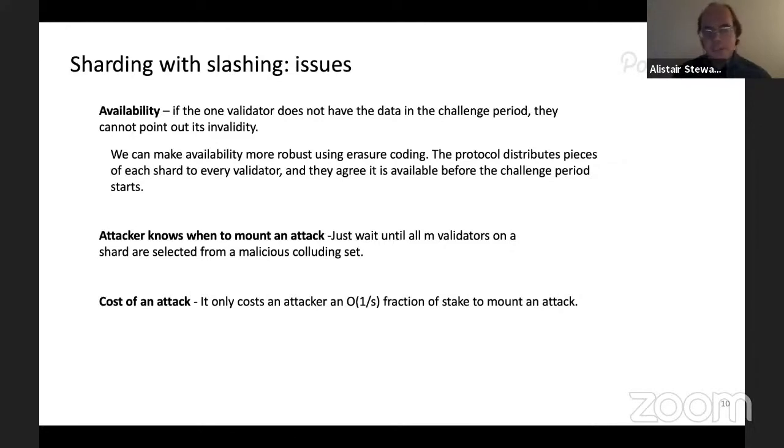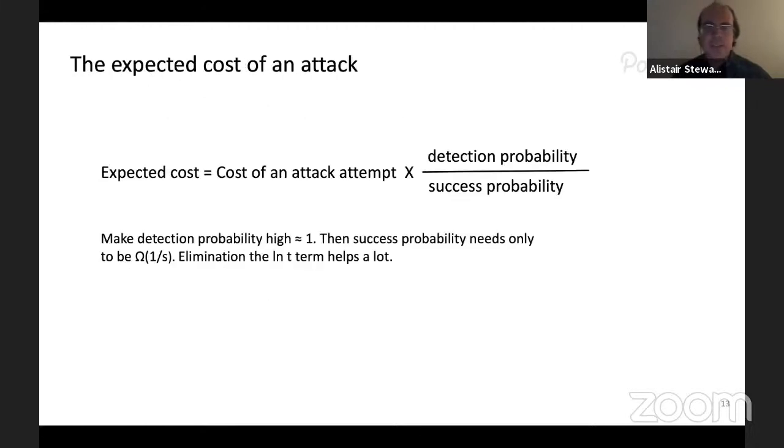But if we can imagine what would happen if you weren't certain when you attempt to do an attack that it was going to succeed, then you'd have to pay for every time you unsuccessfully attack the system, as well as for your successful attacks. And so rather simply, you can say that the expected cost of an attack is going to be the cost of the attempt times the ratio of times this actually succeeds versus being detected. So the detection probability divided by the success probability.